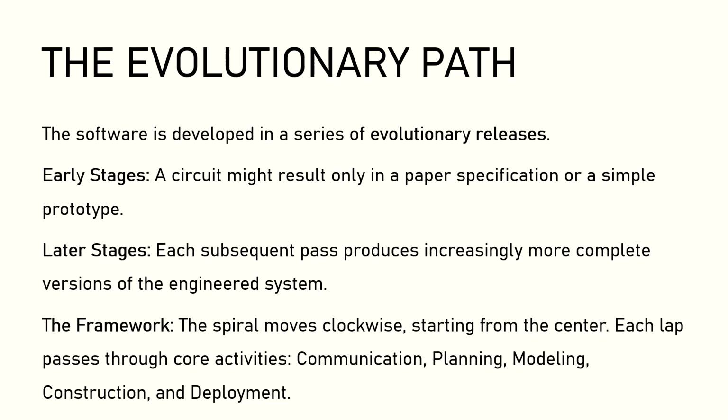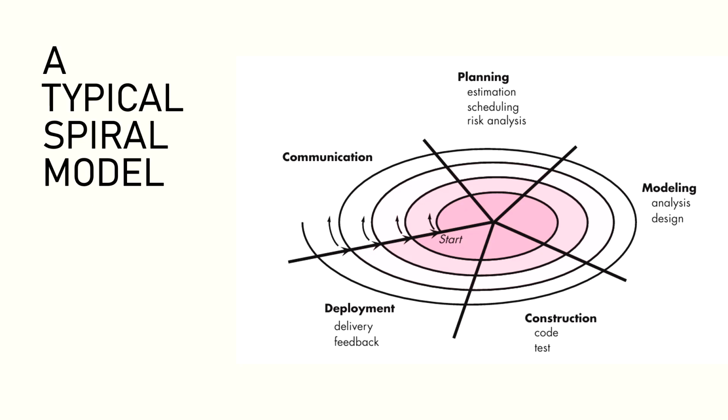थर्ड, जो एवोल्यूशनरी नेचर है स्पाइरल मॉडल की. First, let me show you the shape of the spiral on the next slide. Here you can see, this is the spiral model. We have different circuits, we have different loops, we have different cycles. So focus on this cyclic nature of the spiral model. इसको गौर से देखें. And now come back and discuss this evolutionary nature of the spiral model.